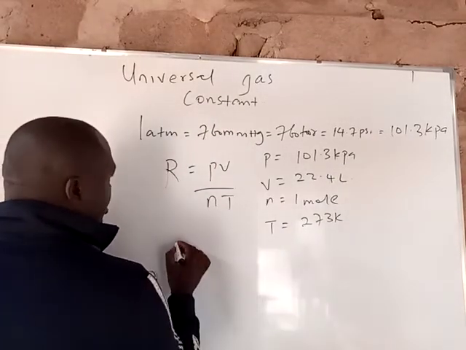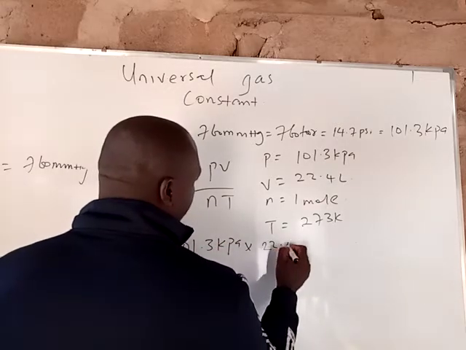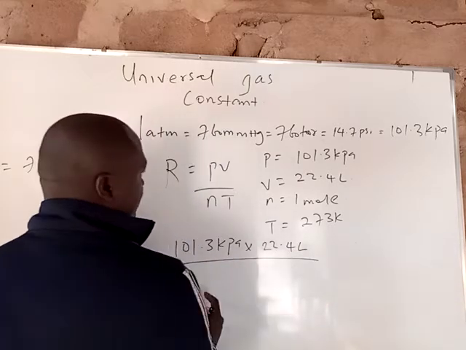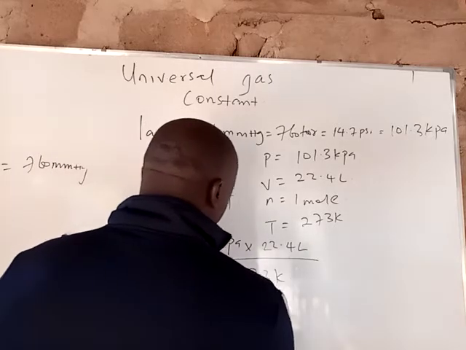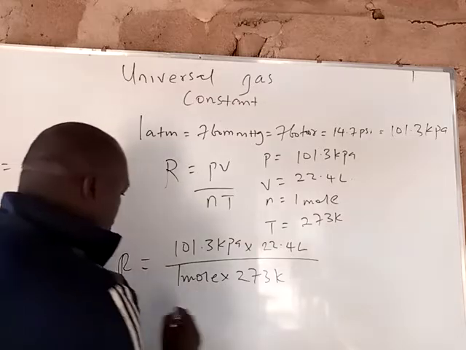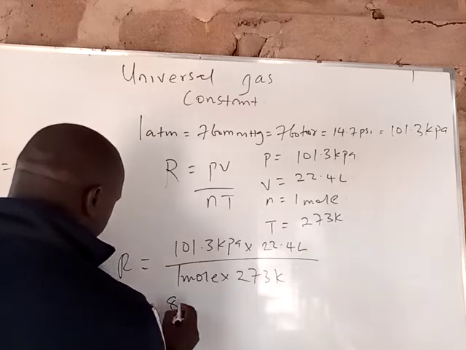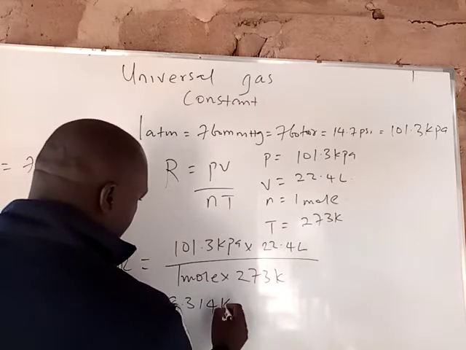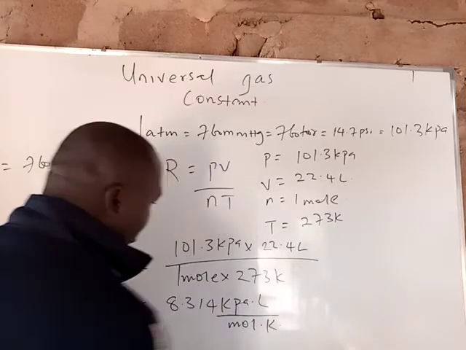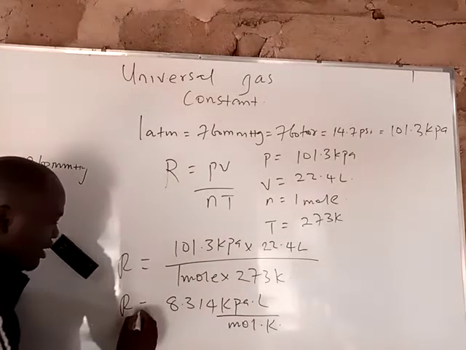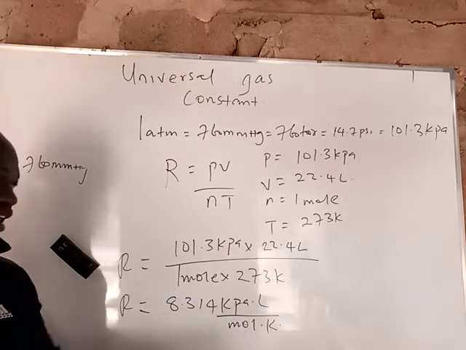Now, all you have to do is insert it into this formula and your answer will flow naturally. So, your pressure is now 101.3 kPa times your volume 22.4 liters all over your mole, which is 1 mole, times 273 Kelvin. If you punch this into your calculator, you will get a value of R, which is 8.314 kPa dot liter all over mole dot Kelvin. You only use this value of R whenever your pressure is in kPa and your volume is in liters. That is only when you use it.